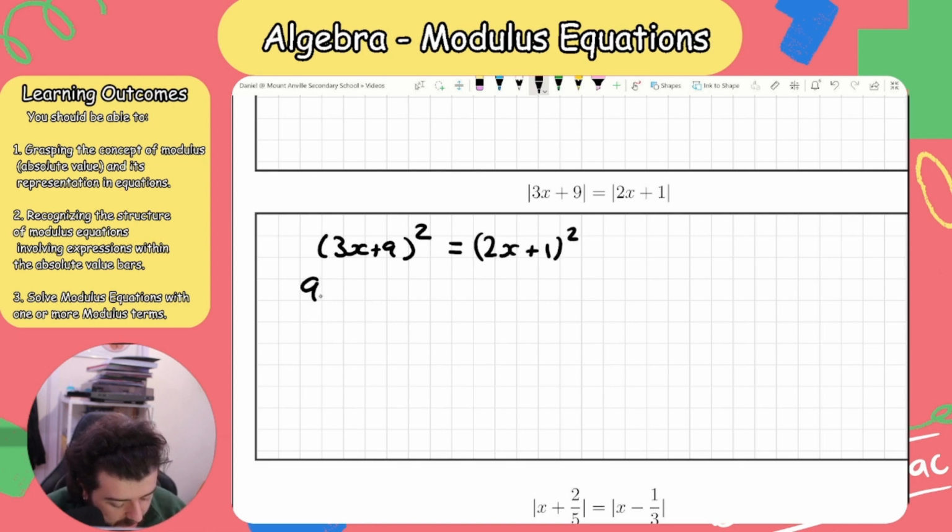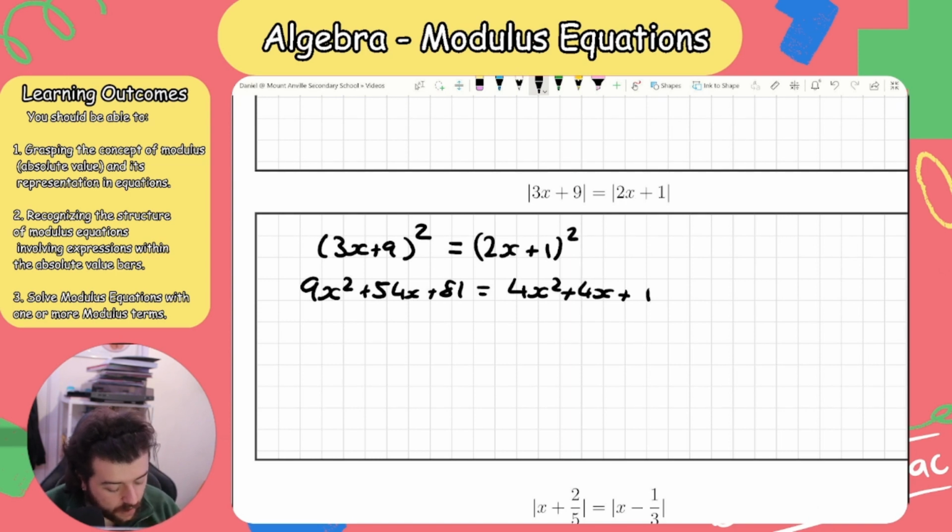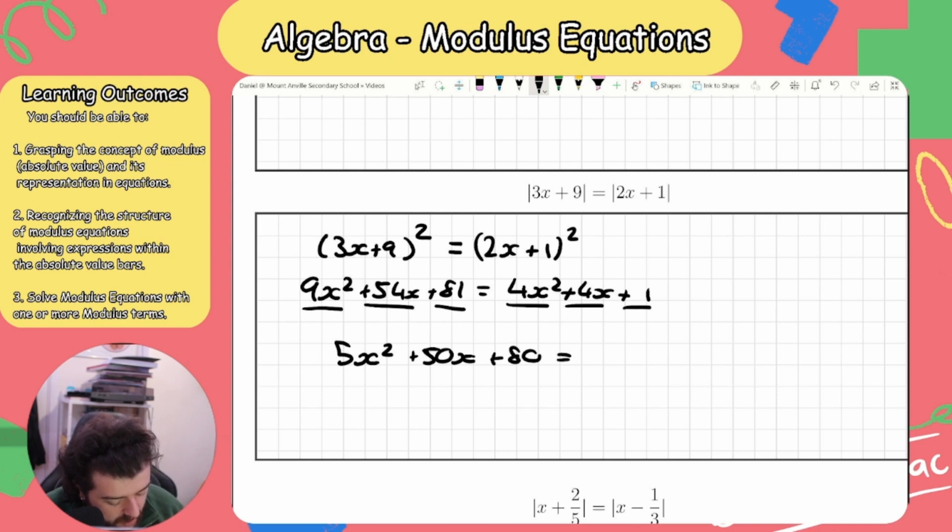Multiply this out, I get 9x squared plus 54x plus 81 equals 4x squared plus 4x plus 1. Gather my like terms, everything over to one side. 9x squared minus 4x squared is going to give me 5x squared. Minus 54x minus 4x is 50x. 81 minus 1 is 80 equals 0.